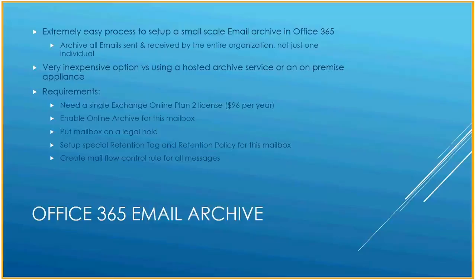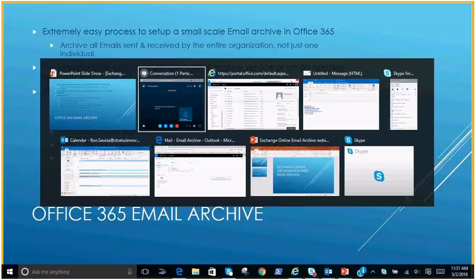The next piece is that we've got to set up special retention tags and retention policies so that we are moving email from the primary mailbox to this online archive. And then the final piece, which makes everything come together and is the key to making this all happen, is creating a mail flow control rule for all messages. So let's walk you through how we would set all that up.